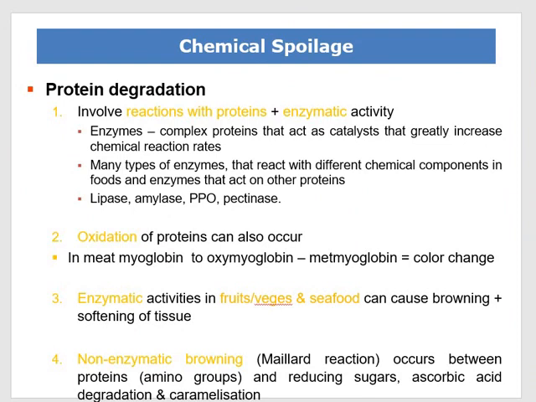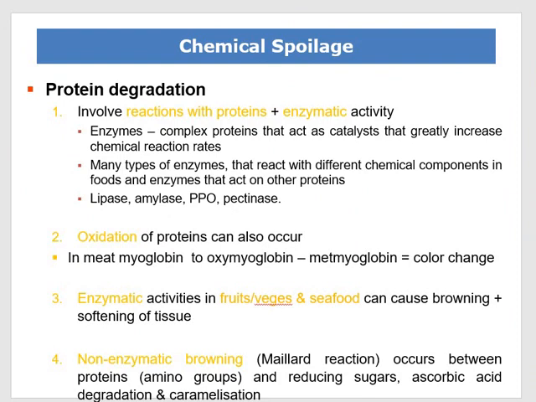And then what happens is that the red pigment of your myoglobin, or your meat, your fresh meat, changes to brown, and that color becomes something that's undesirable because it shows that the meat is not fresh. So the color change from red to brown obviously becomes a hindrance in terms of the sensory attributes of the meat.